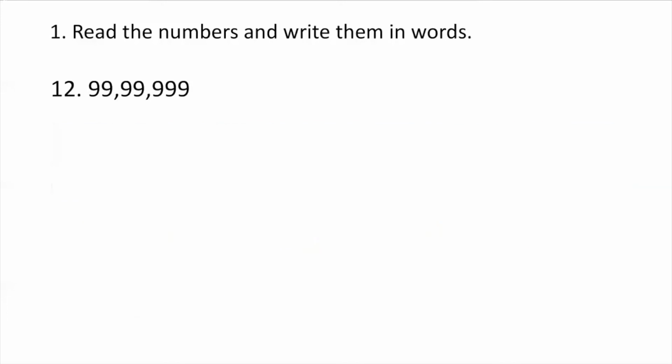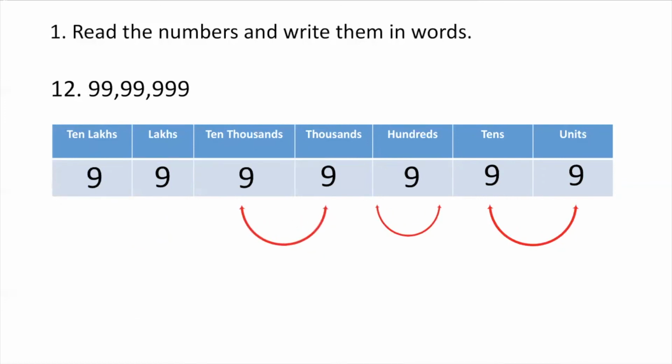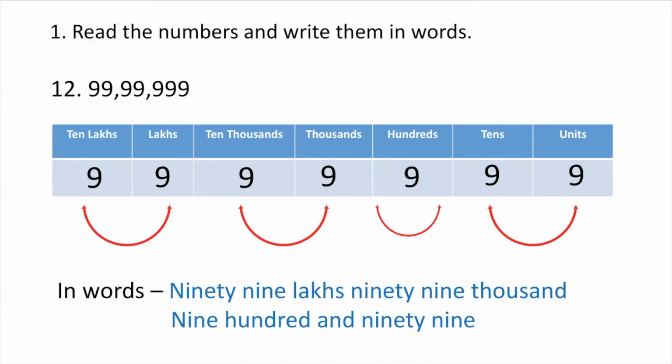The last sum. Now let's see. 9 is in the units place, 9 is in the tens place, hundreds place we have 9, thousands place we have 9, 10,000s place we have 9, lakhs place we have 9, and also 10 lakhs place we have 9. Let's break this number into 4 different parts. Units and tens together, hundreds place, thousands and 10,000 together, lakhs and 10 lakhs together. So the number goes as 99 lakhs 99,999. Hope all these sums are clear to you.